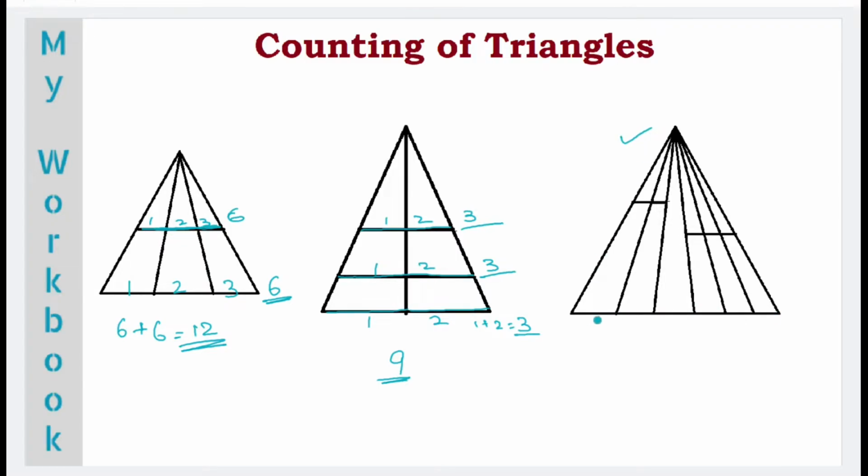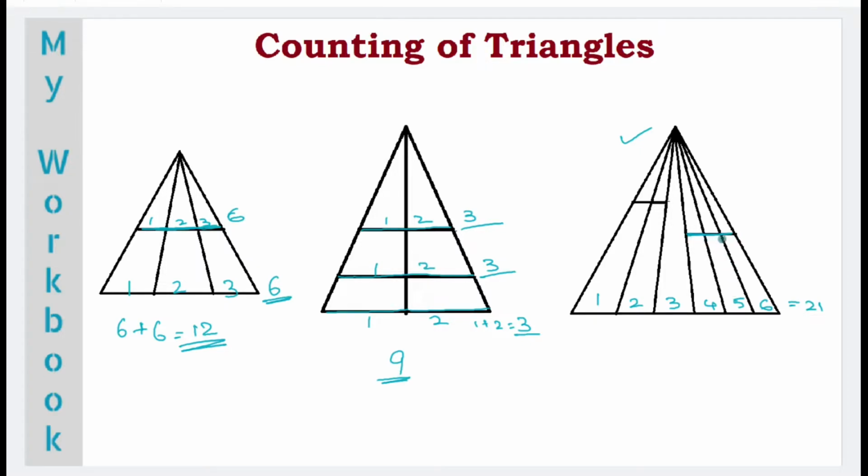The bottom line is a base, and let's count the number of segments. 1, 2, 3, 4, 5 and 6. So 6 different segments in this base. So if we add up all these numbers from 1 to 6, we get 21. Let's move on to this line.